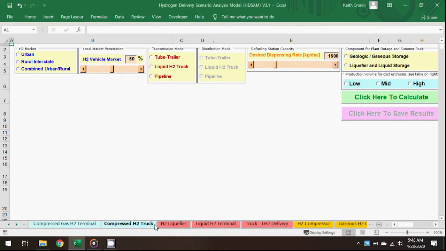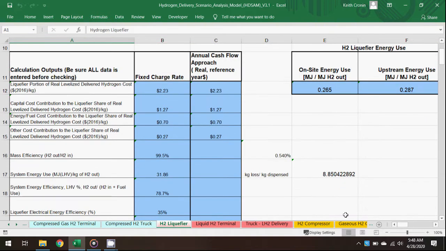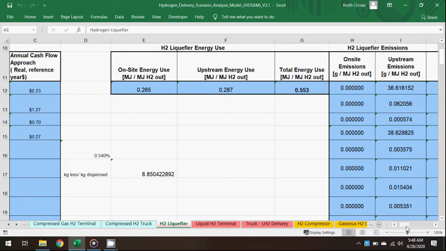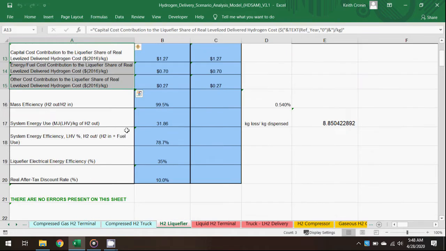At the top of the H2 liquefier worksheet are some tables showing the calculation outputs from the sheet, as well as energy use and emissions resulting from the process. The primary outputs in these tables are the portion of total real levelized delivered hydrogen cost from the liquefier process, the broken out capital and energy fuel cost contributions to that liquefier portion, as well as system energy use and the real after-tax discount rate.